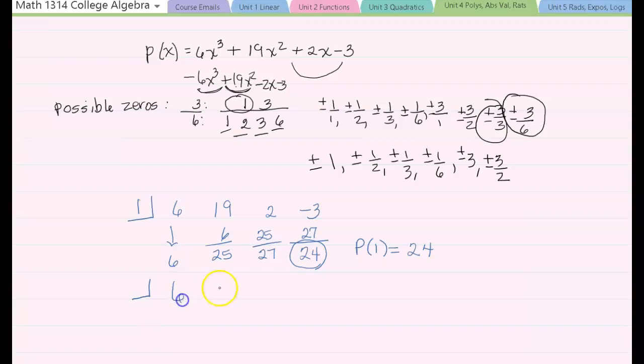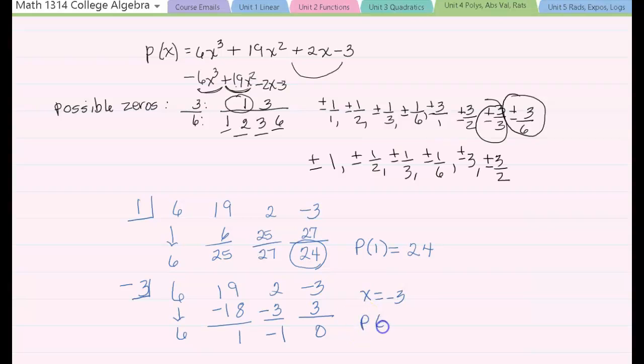Let's try -3. Put this into our synthetic division setup, and we bring down the 6 and we multiply -3 times 6 and place the -18 under the next number, and we add. This gives us 1. We multiply -3 times 1 and put the -3 under the next number and add to get -1. We multiply -3 times the -1 and place a +3 under the last number and add. And there we can see that we get 0 at the end. This means that -3 is a 0, so that p of -3 is equal to 0.